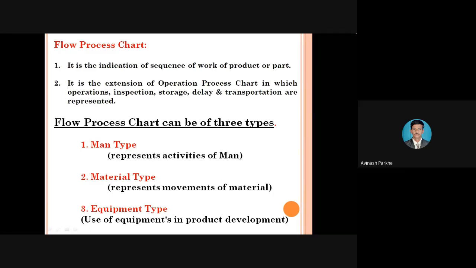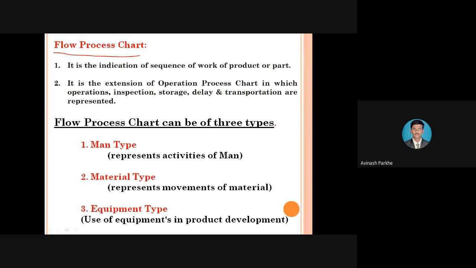But through this operation process chart, you will not get an idea of where that particular work is going on, whether it is in the production department, the design department, the inspection department, or the R&D department. Such information you will not get through this chart. In addition, who is performing the operations and who is performing the inspections, that information also you will not get. That means there is one limitation. In order to avoid such limitations, the next chart was developed, which is called the flow process chart.